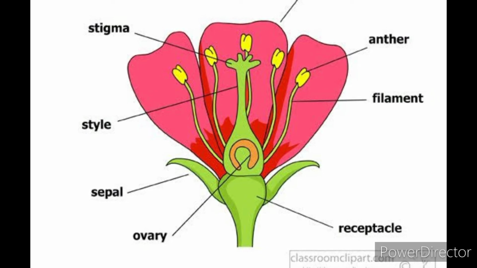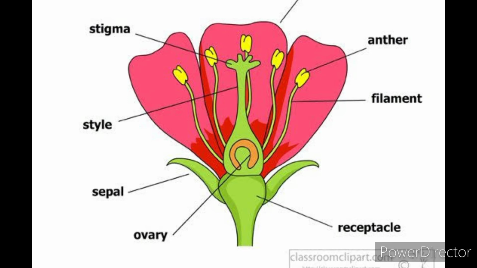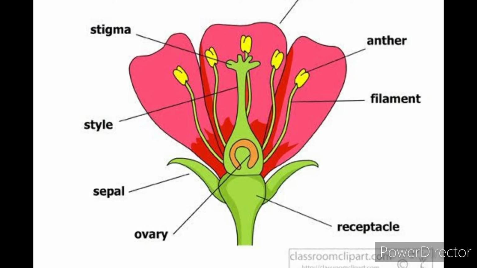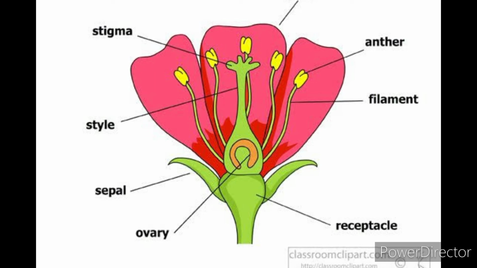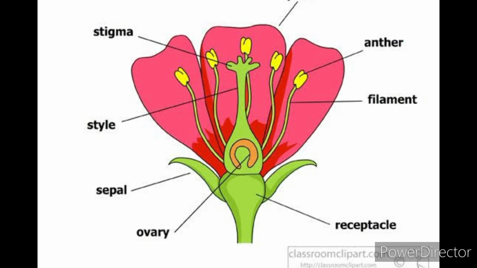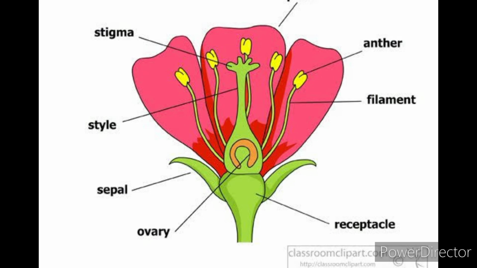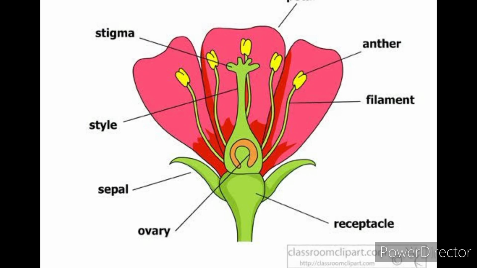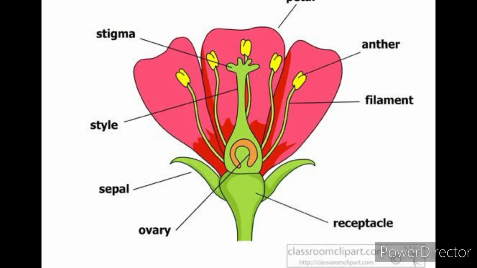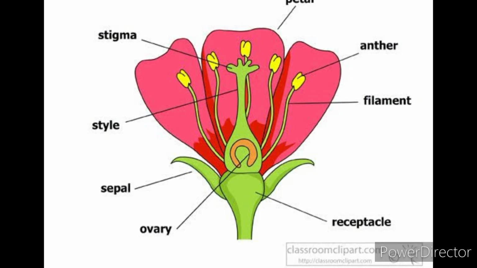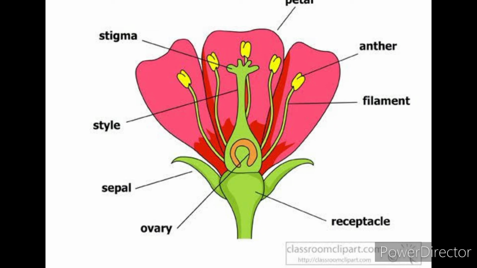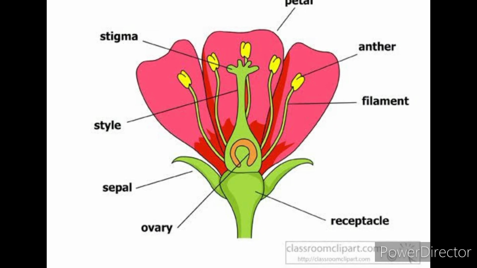Let's see the internal parts, that is stamens. These form the third ring and are the male parts of a flower. Each stamen has a bag-like structure called anther and a long tube-like structure called filament. Anther produces pollen grains that take part in reproduction, whereas filament provides support to the anther.